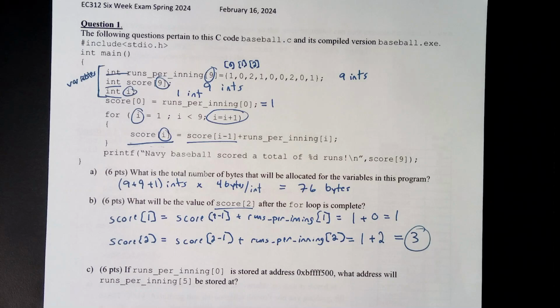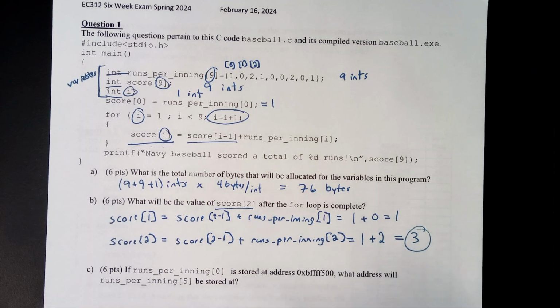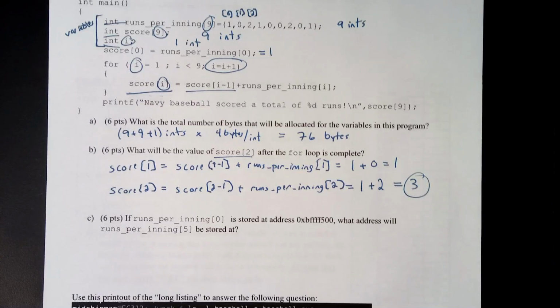So that was maybe a little roundabout way. It might be easier to just walk through the loop step by step until you know what score 2 is, and understand that because the loop is only modifying index i each time, once it gets to 3, nothing is happening to score at 2 anymore. Okay, on to part C.